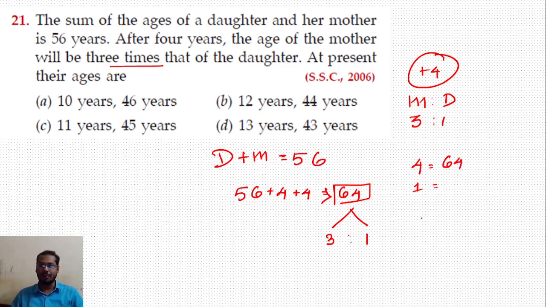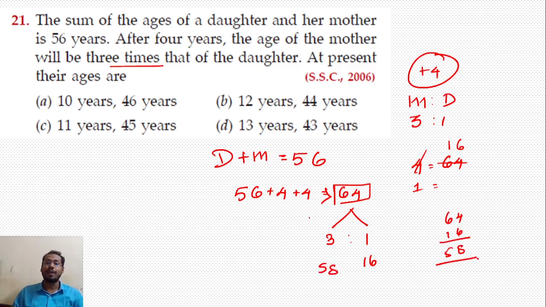64 divided by 4, that is 16 years. So 16 years is 1 part, and out of 64, minus 16, the remaining is mother's age, correct? So 64 minus 16 is 48. 48 years was mother's age. But this age belongs to after 4 years. After 4 years, ratio is 3:1.